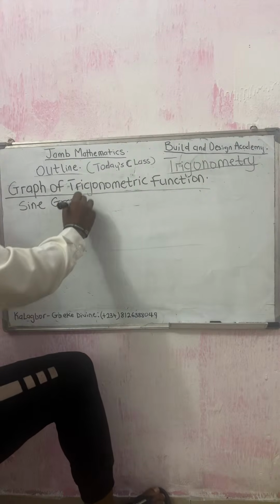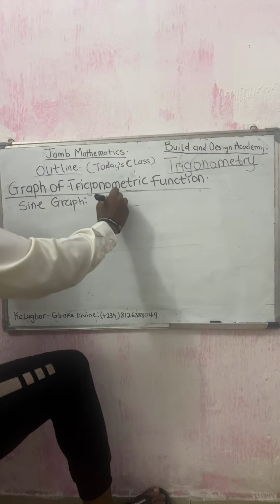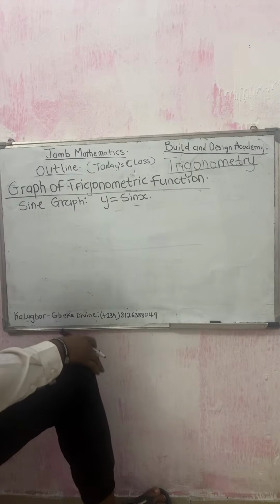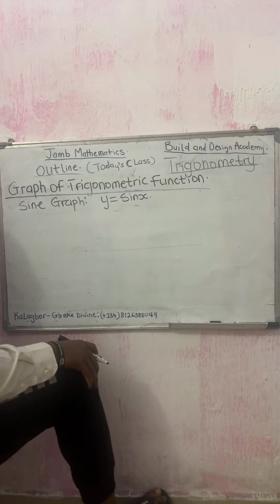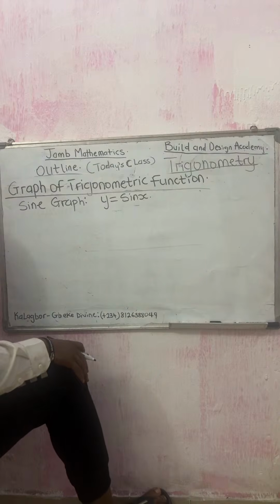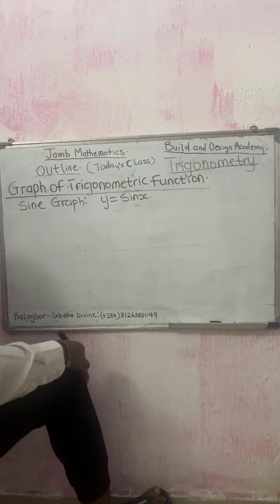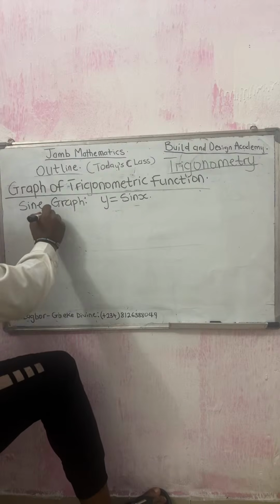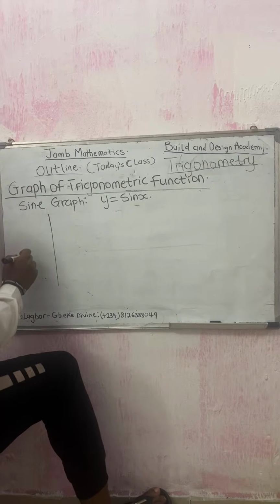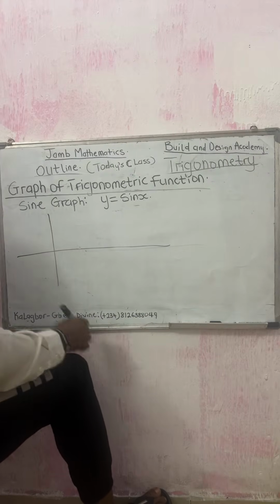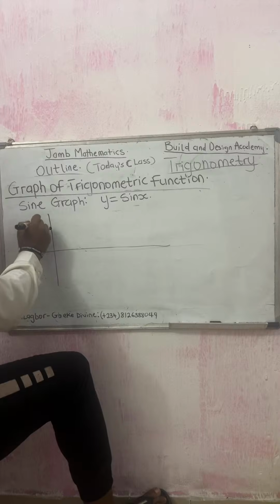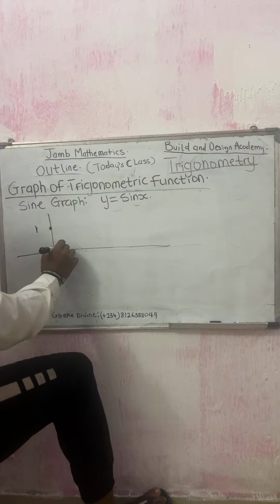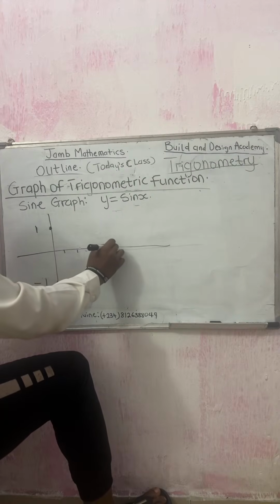Now, for the sine graph, we have y is equal to what? Sine x. And the sine graph can be very simple, or what I call tricky. Now let me draw it. Look at how it is going to look for the sine graph. Here is 1. Here is minus 1. Now we have angles divided at each point.